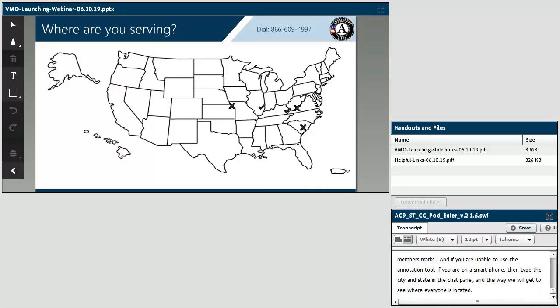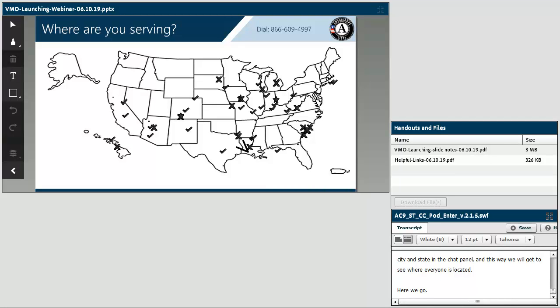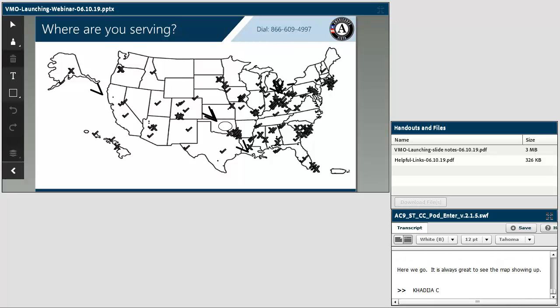All right, so you see that tool is there, and here we go. Always great to see the map filling up. Oh yeah, it's filling up. Yeah, we've got folks in Alaska and Hawaii, a few different islands in Hawaii. South Carolina's looking pretty full as well. Yeah, for sure. As well as the Great Lakes region, got a ton of folks there.